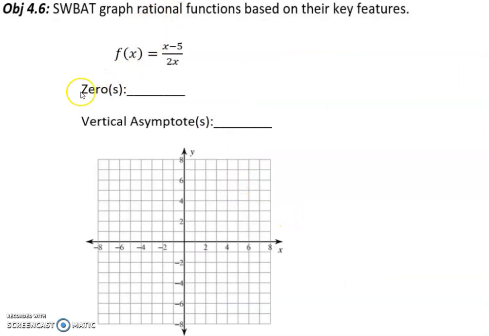All right, next example. We're going to do the same thing. So zeros occur when the numerator equals 0. In this case, that would occur when x equals 5. That means that only once is this function actually going to touch the x-axis, and it's right there. And vertical asymptotes occur when the denominator equals 0. So that occurs at x equals 0. That's the only value that would make this come out to 0. So we're going to have a vertical asymptote right at x equals 0, which is just also the y-axis.